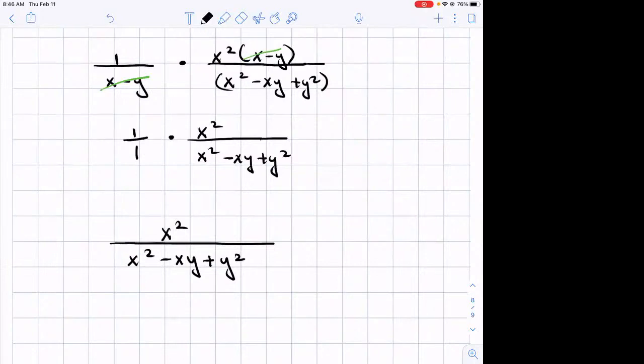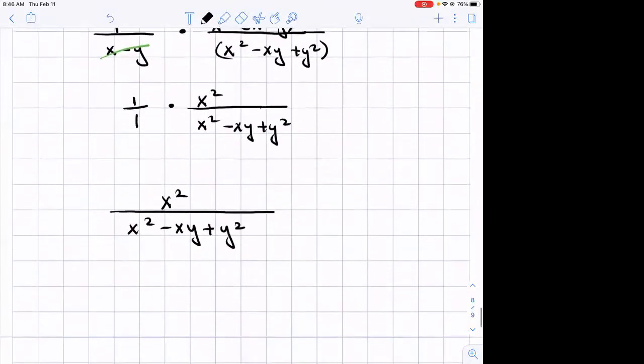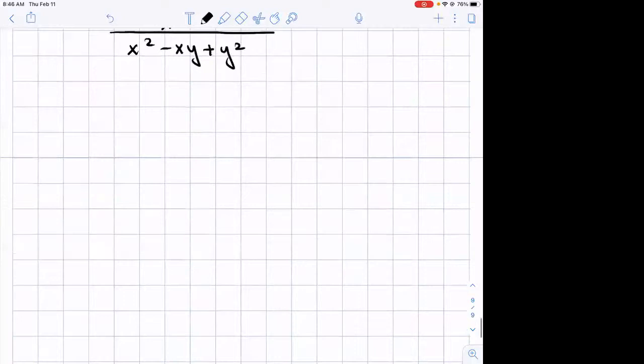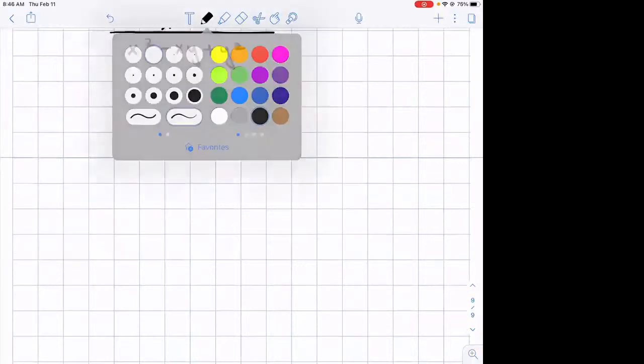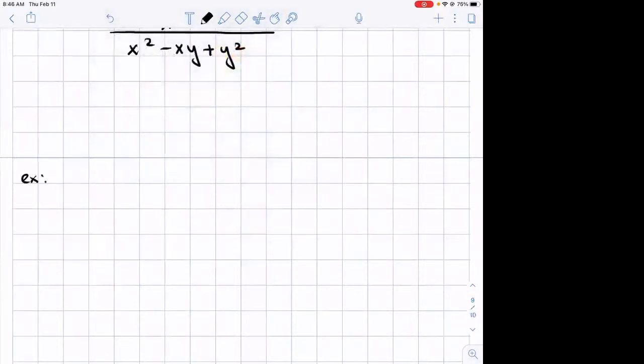So as we see here, factoring is very important, right? Now, in my next example, how about if I say perform the operation?